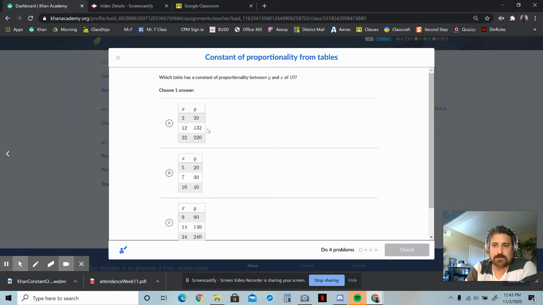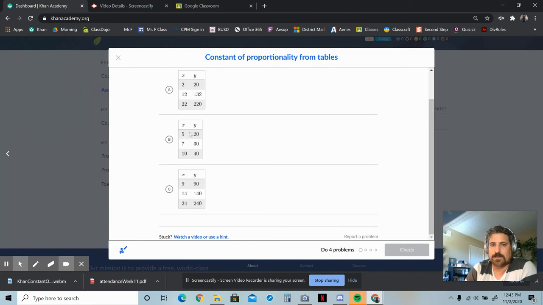Is it consistent? Well, what's 132 over 12? Is that also 10? No. See, 2 times 10 is 20, and 20 divided by 2 is 10, right? But 12 times 10 is not 132, so this is eliminated.